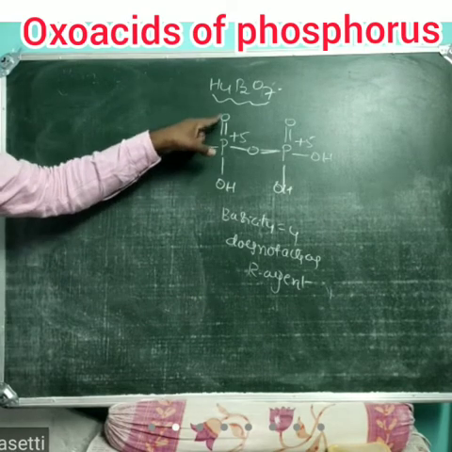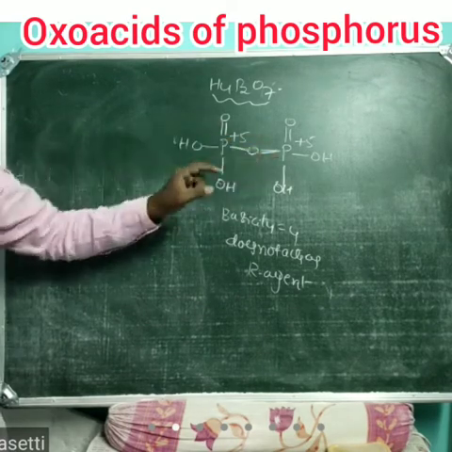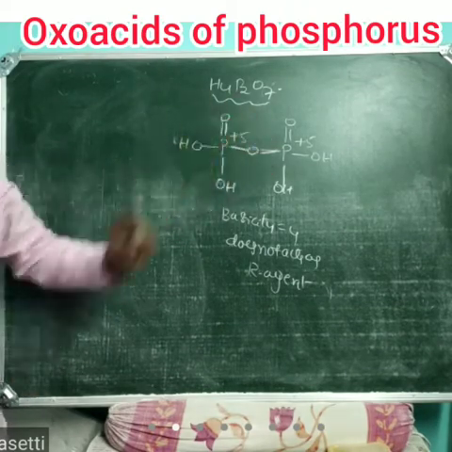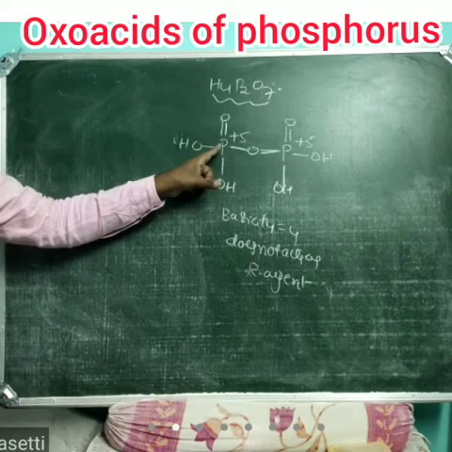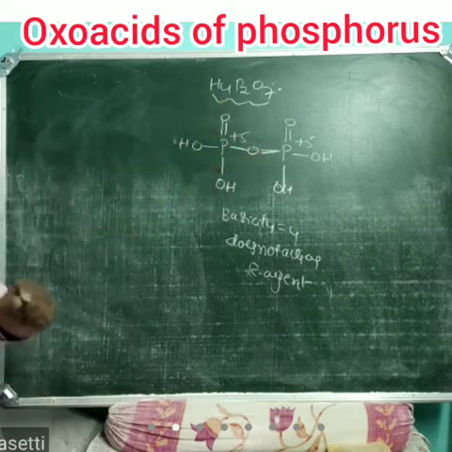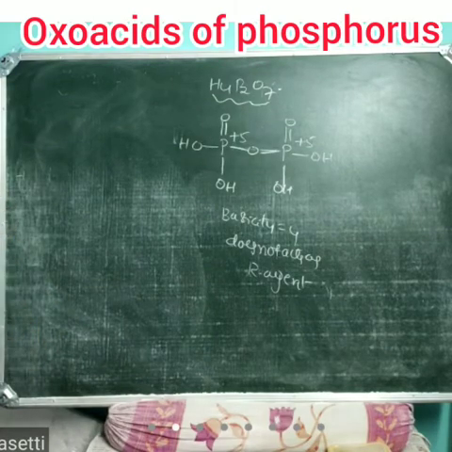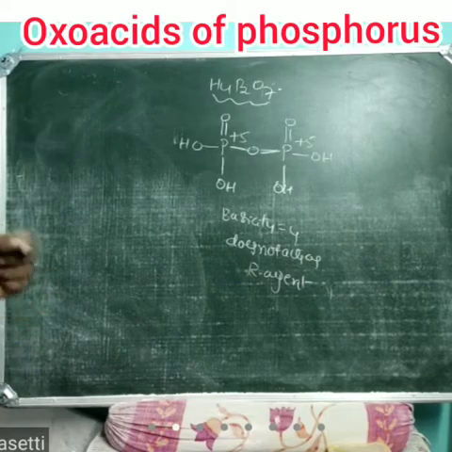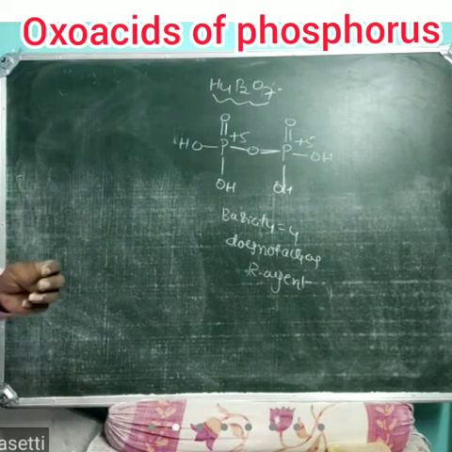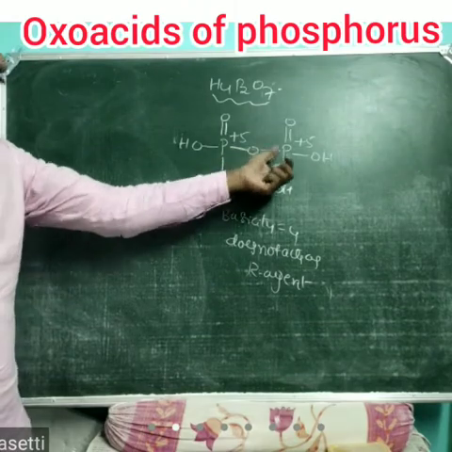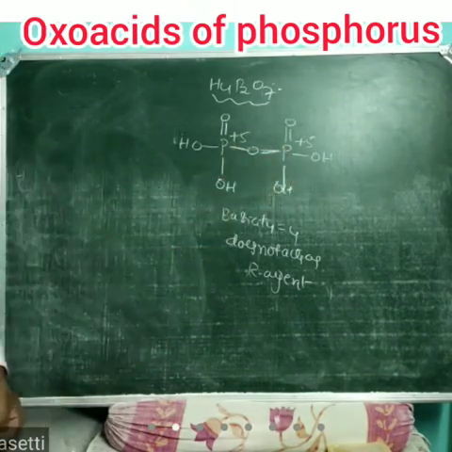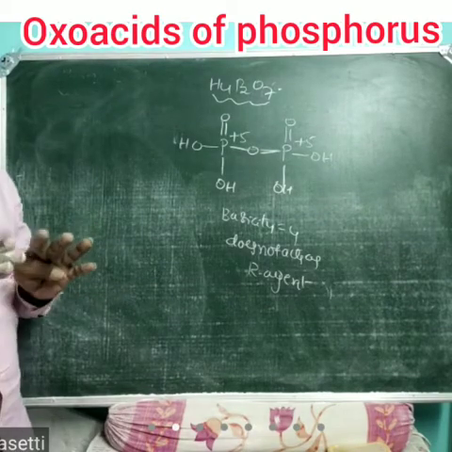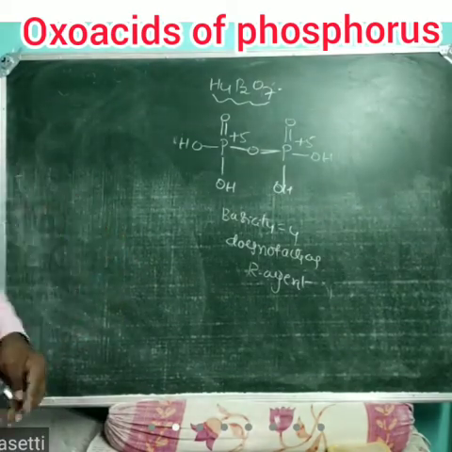Again, it contains 2 P double bond O bonds and 4 POH bonds, and it contains 1 POP bond. This is pyro. Whenever you observe this POP bond, that is nothing but pyrophosphoric acid, pyrophosphorus acid, and metaphosphoric acid. These 3 oxo acids contain a POP bond, and hypophosphoric acid and hypophosphorus acid contain a PP bond.